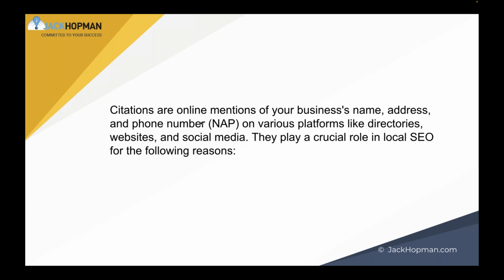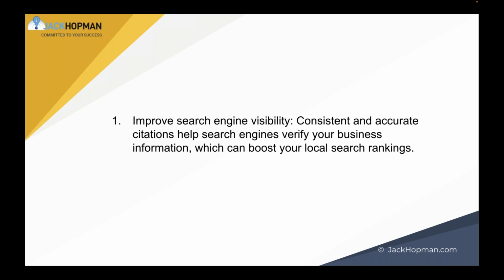The role of citation. Citations are online mentions of your business name, address, phone number, NAP. They call it NAP. On various platforms like directories, websites, and social media, they play a crucial role in local SEO for the following reasons: improve search engine visibility, consistent and accurate. Make sure it's consistent and accurate. This helps search engines verify your business information, which can boost your local search ranking. So consistent and accurate is the key point. Don't confuse Google.